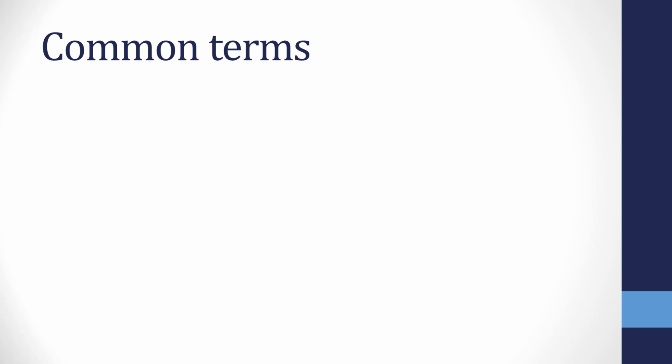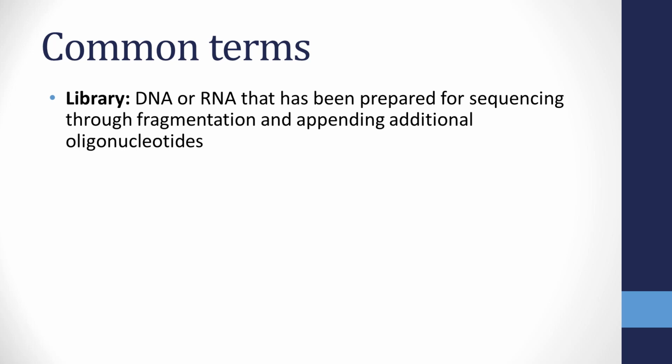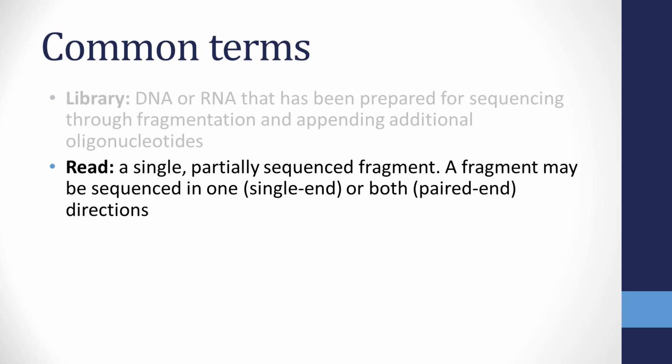So before I get into some details, I want to make sure that we're on the same page with a couple of general terms you may have heard or may not have heard before. The first is a library. A library is basically DNA or RNA converted to DNA that has been prepared for sequencing through fragmentation and adding on a couple of additional oligonucleotide sequences. So you can imagine taking all of your genomic information, all of your nucleic acids, and you fragment that in the lab, and then you tack some additional stuff onto the end. This is generally what we refer to as a library.